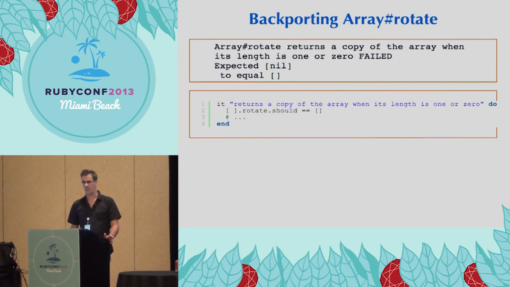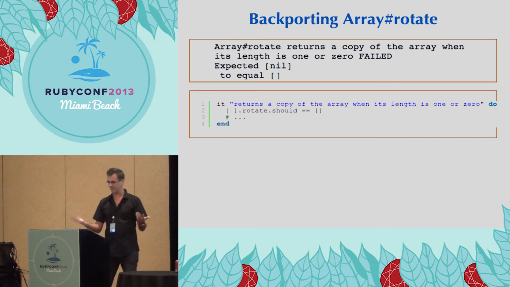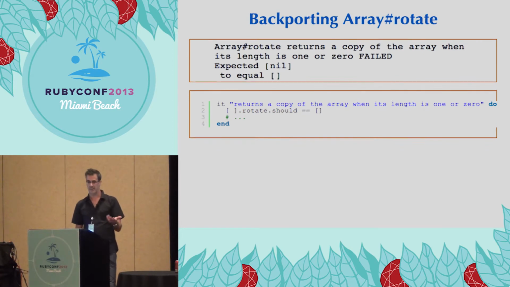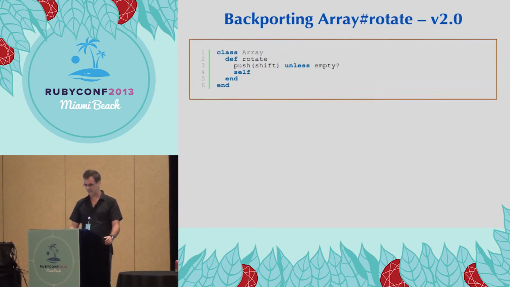when the length is 0 or 1. And the example here is with an empty array. If you try to rotate, then our backport just doesn't work. Oh yeah, we didn't think of this, but if you shift from an empty array, you get nil, which you're pushing back to the array, and you get an array containing nil instead of the empty array you were expecting. Okay, so version 2 of rotate, you can even make a gem release, right? You just don't do anything if it's empty because you're happy with your solution.